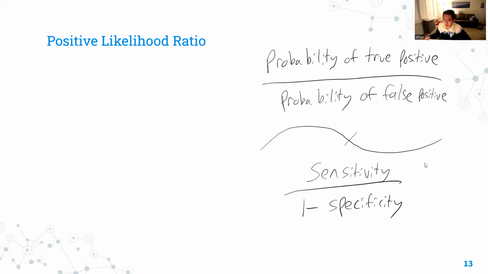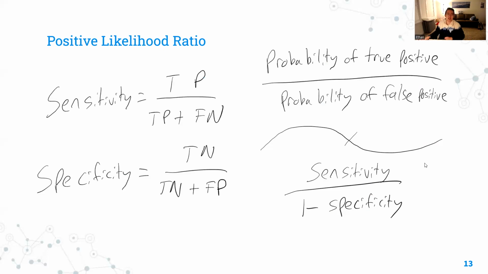How do we go from here to here? Let's remind ourselves what sensitivity and specificity are. Sensitivity is the probability of getting true positives, right? Essentially, it's the ability to get true positives, your ability to capture everyone who has a disease. So that's sensitivity, probability of getting a true positive.